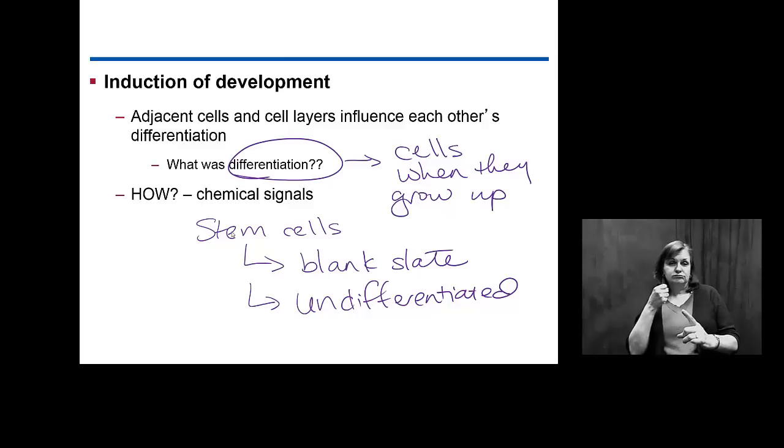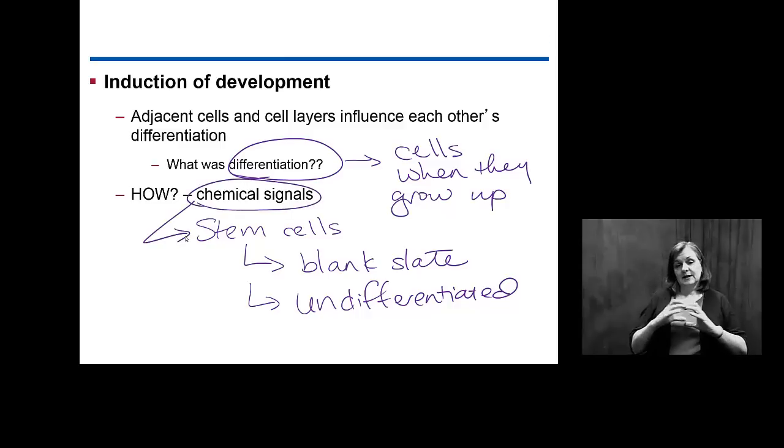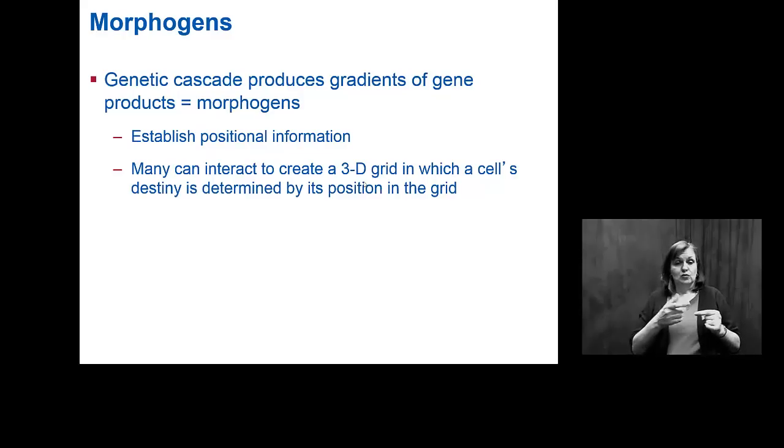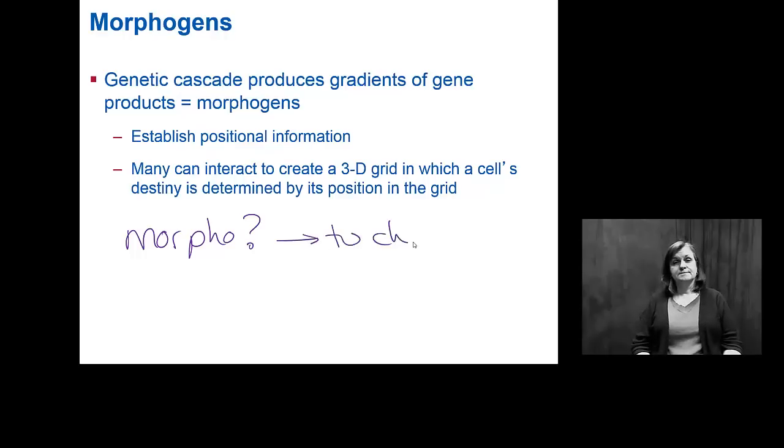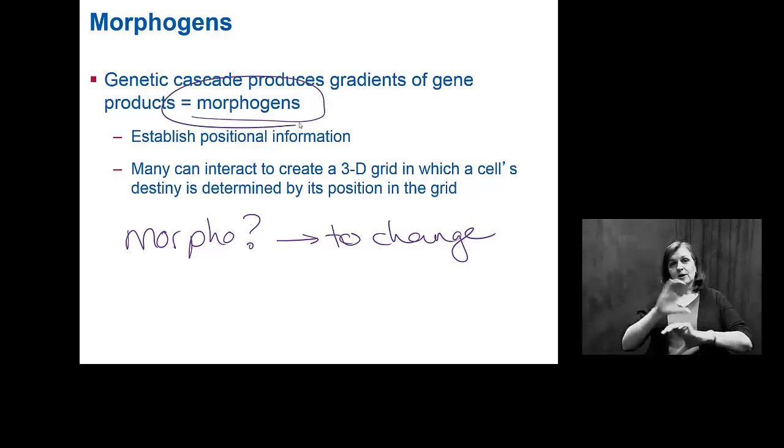The chemical signals that we're going to look at actually impact stem cells and help them to go through this differentiation process. One major group that we look at in this is morphogens. So what does morpho mean? To change. Okay, so if we're looking at something that changes, we are going to use particular chemical compounds to make those changes occur. Morphogens are a particular group of those chemicals that are going to help us make these changes.